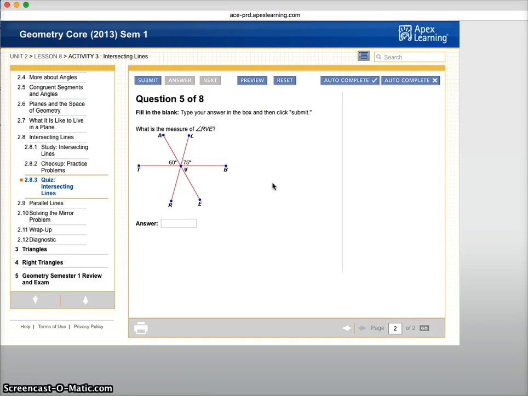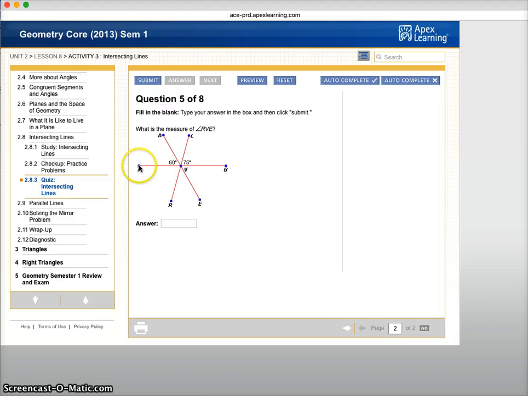Okay, the measure of RVE. This one looks complicated, but it's not as hard as you might think. So we're looking for this angle, RVE. What we know about vertical angles is, if I only knew this angle, since it's going to be congruent to this angle, AVL, then I could know how much RVE was because they're going to be the same. But they didn't give me either one of those, so what do I do?